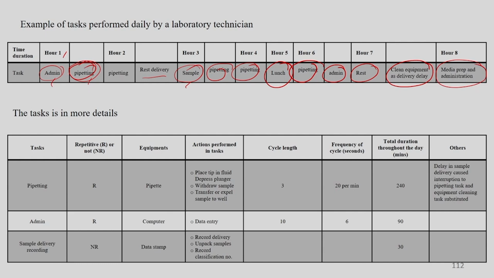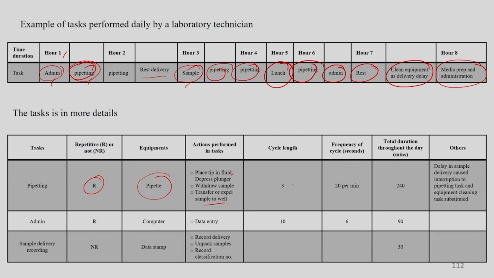Now let us say the next step. So the task is in more detail that you have to find. Now for pipetting, what you are doing? Is it repetitive or non-repetitive? Yes, it is repetitive. What kind of equipment they are using? They are using a pipette. Now action, what is required to do? Place the tip in the fluid, depress the plunger, withdraw the sample and transfer or expel the sample to a particular place or particular well.